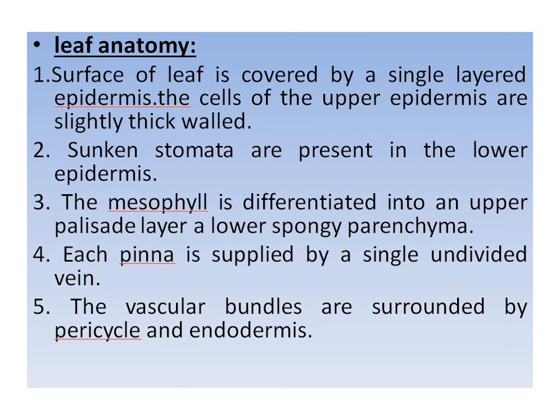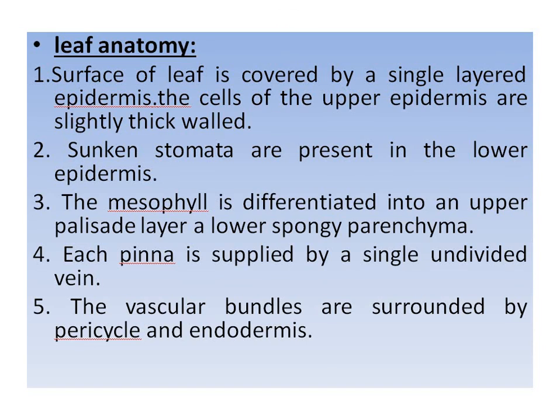Regarding the section of the leaf, we have found different layers of cells. The surface of the leaf is covered by a single-layered epidermis. The cells of the upper epidermis are strictly thick-walled. Sunken stomata are also present in the epidermis. The mesophyll is differentiated into the upper palisade and lower spongy parenchyma.